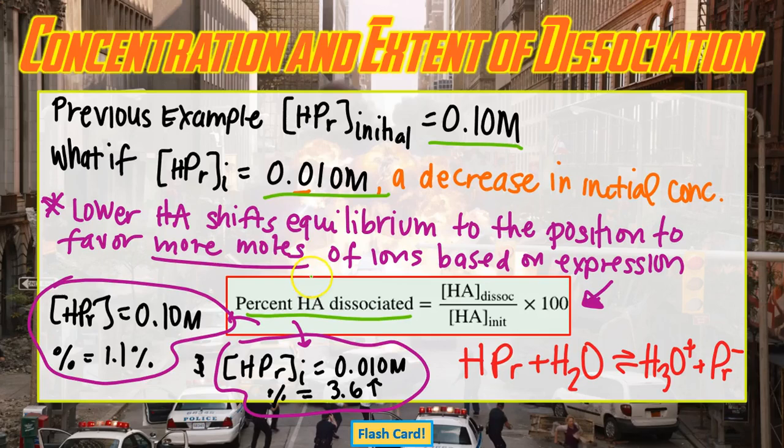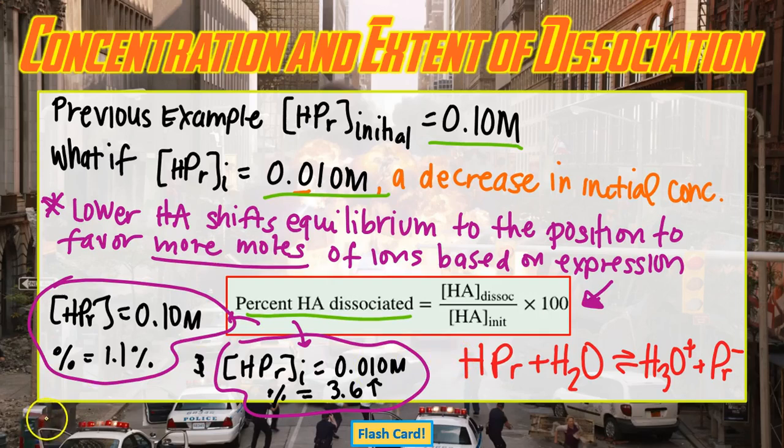And what happens when we do that? What is actually observed? Well, guess what, folks? What is observed is that the percent dissociated of our weak acid actually changes. It ends up increasing to favor more molecules of ions based on the fraction of ions present, using a brand new expression. That expression is called percent HA dissociated, and it's equal to the concentration of HA dissociated divided by the concentration of HA initially times 100. And HA is going to represent our weak acid, right, folks?